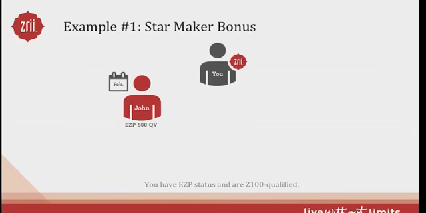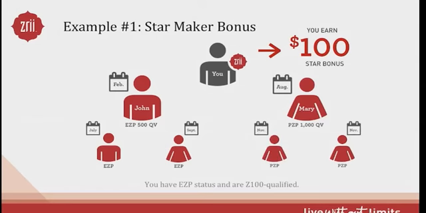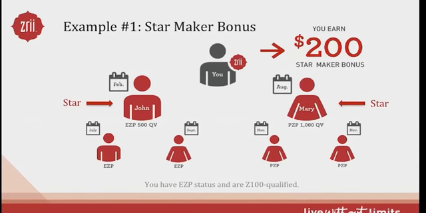You personally enrolled John in February with an Executive Z Pack carrying 500 QV. In August, you personally enrolled Mary with a Premier Z Pack and its 1000 QV. You just earned a $100 star bonus. John personally enrolls a new independent executive in July and another one in September with Executive Z Packs. Mary enrolls 2 new IEs in November, both with Premier Z Packs. John and Mary have both become stars, and you are now a Star Maker, earning a $200 Star Maker bonus.